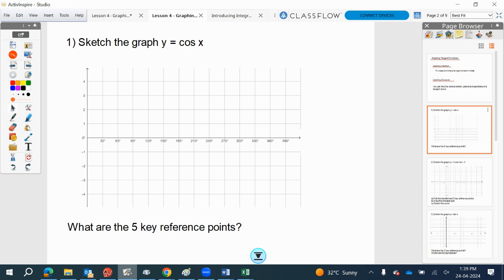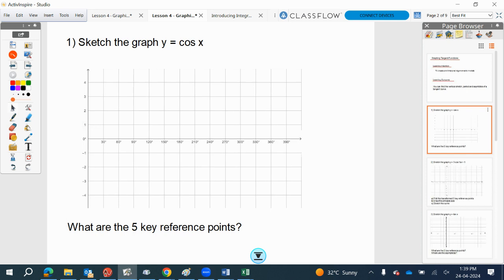5 key reference points are for the cosine. That's what you sort of move up and down. So one of the points is here, where it starts off at 0, 1. It goes through here at 90 degrees. The minimum point is here at 180. Goes through the x-axis again at 270, and then up again at 360. So it's going to look like this.